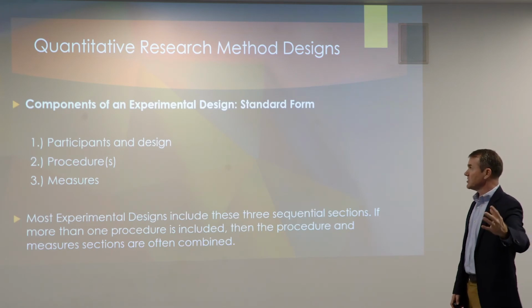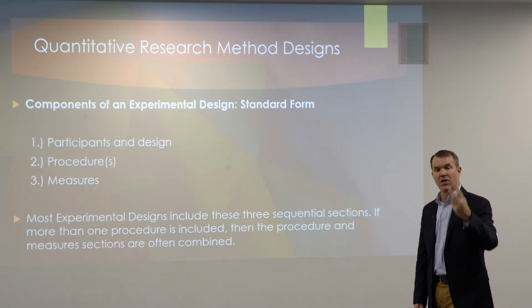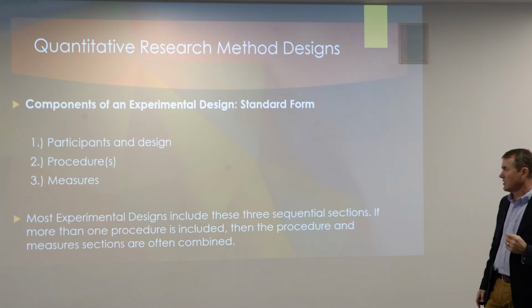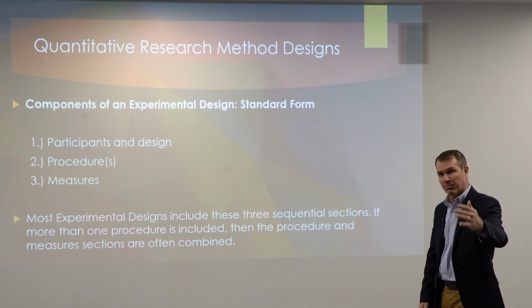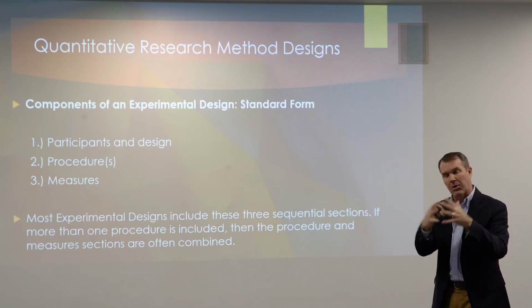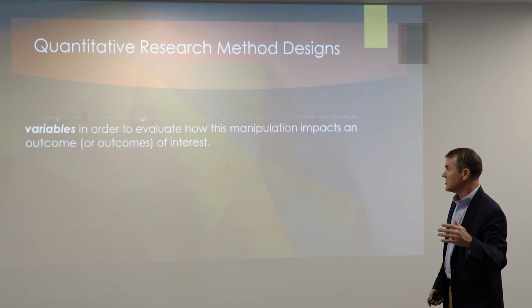Components of the experimental design are the participants, the procedures, and the measures. Most experimental designs include these three sequential sections. If more than one type of procedure is included, the procedure and measure sections might be combined if you're looking at multiple procedures in one study.